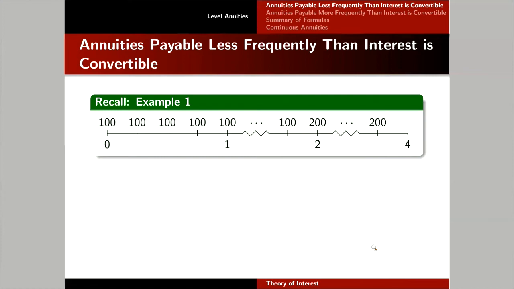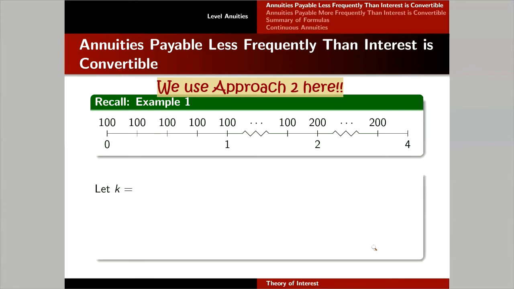Okay, let's recall example 1. I just recall the timeline here. In our previous example, what is K? Again, what is K? The number of interest conversion periods in one payment period.